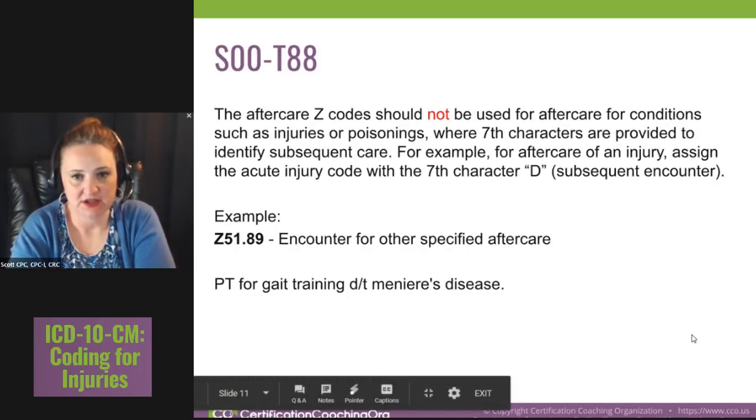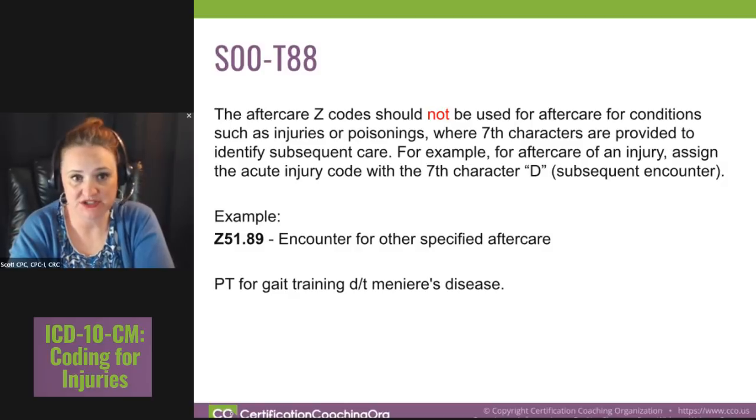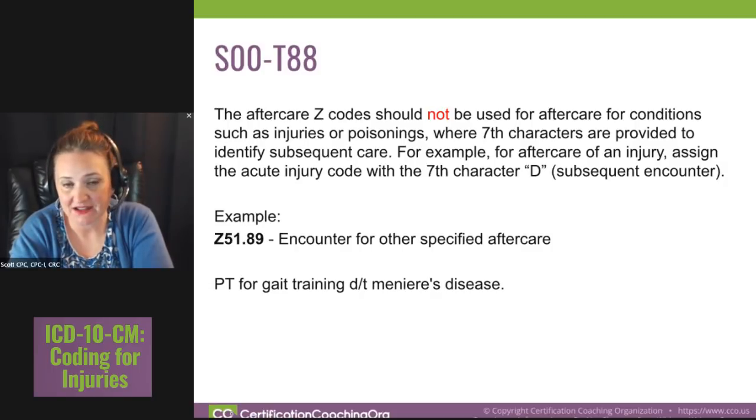Z codes, just make sure when you're dealing with S and T codes in this range that you do not use aftercare codes whenever you have injuries or poisonings, when the seventh character, that A and D and stuff like that, identify subsequent care. Now, what does that mean? So the example they're saying, okay, you have aftercare of an injury, then you're going to do the acute injury code, and then the D for subsequent routine healing.